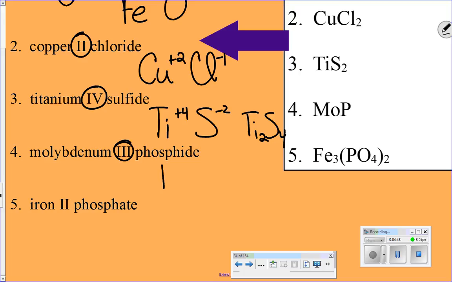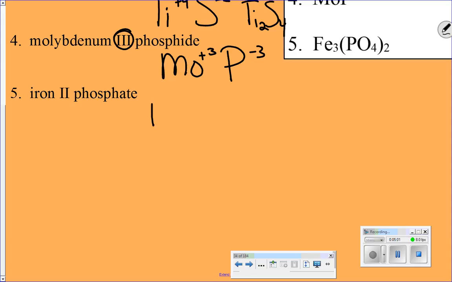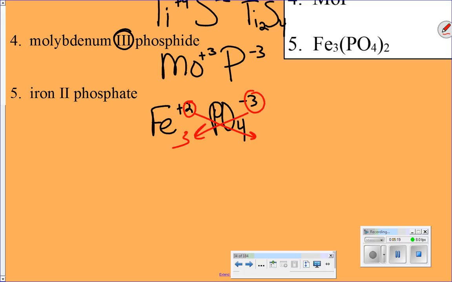Molybdenum 3 is Mo +3. Phosphide, or phosphorus, is -3, so those actually cancel out. I'll give you a MoP. And you kind of have these included with table E. So iron, oops, not I. Iron is Fe +2, and phosphate, remember, from that ate ending, tells us that's from table E. It's PO4 -3. So we crisscross these. This 2 comes down here, this 3 comes down here. And we do need to use parentheses to indicate that we have 2 groups of PO4.